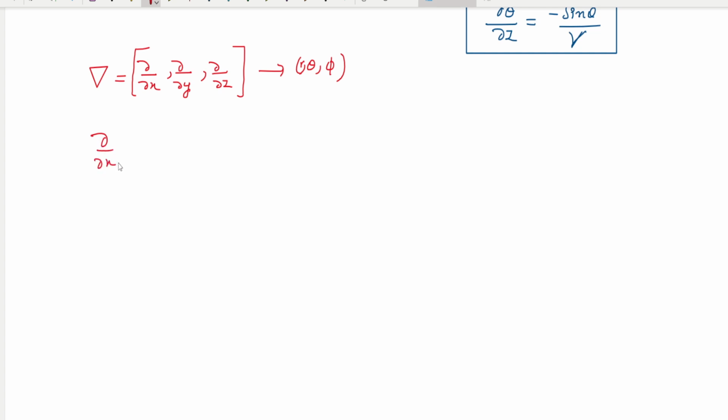I am going to express this as (∂r/∂x)(∂/∂r) plus (∂θ/∂x)(∂/∂θ) plus (∂φ/∂x)(∂/∂φ).